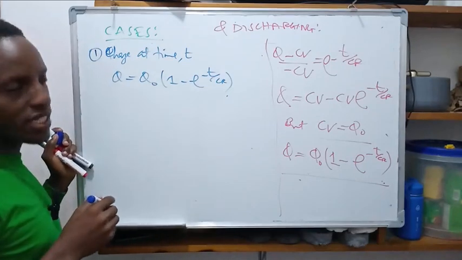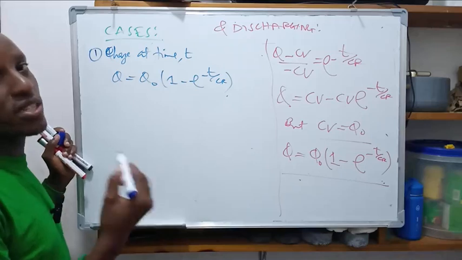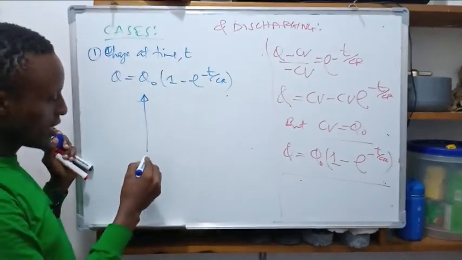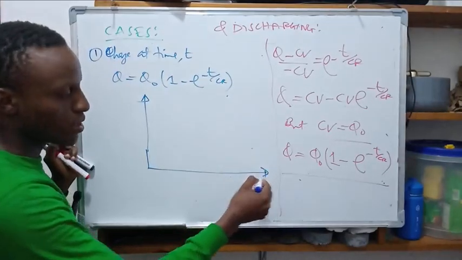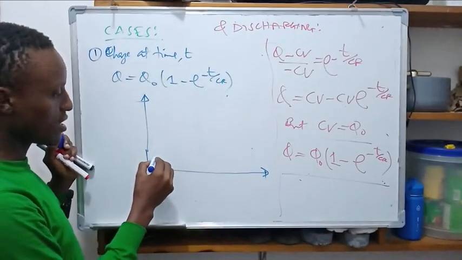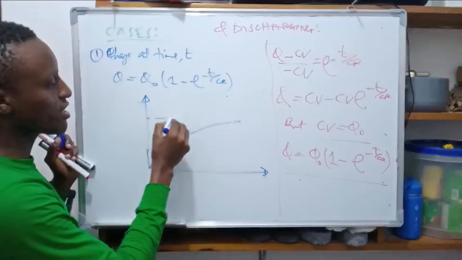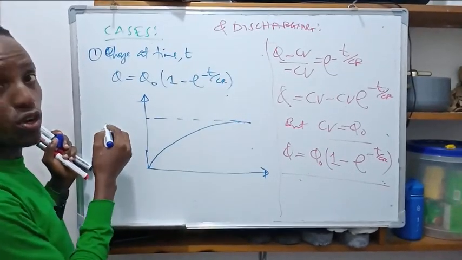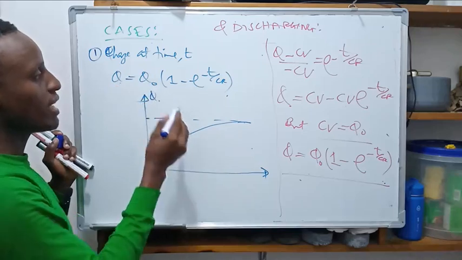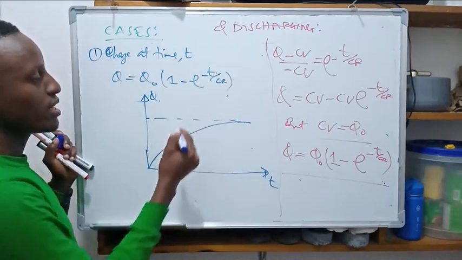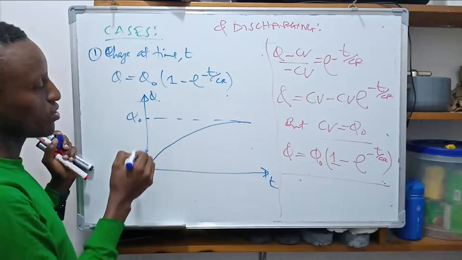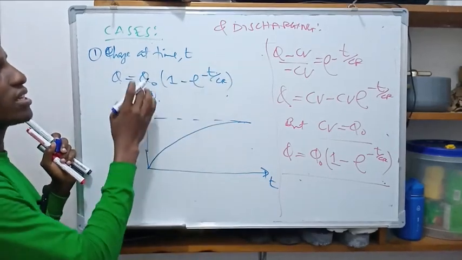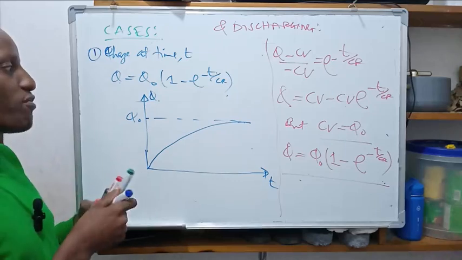They can ask you to draw the graph of this. When you see the graph of 1 minus, it's always like this, that's its graph, and this is the natural logarithmic one. So this is the Q in relation to time. This is the final charge Q. So the graph of Q against time will be the graph for that equation.